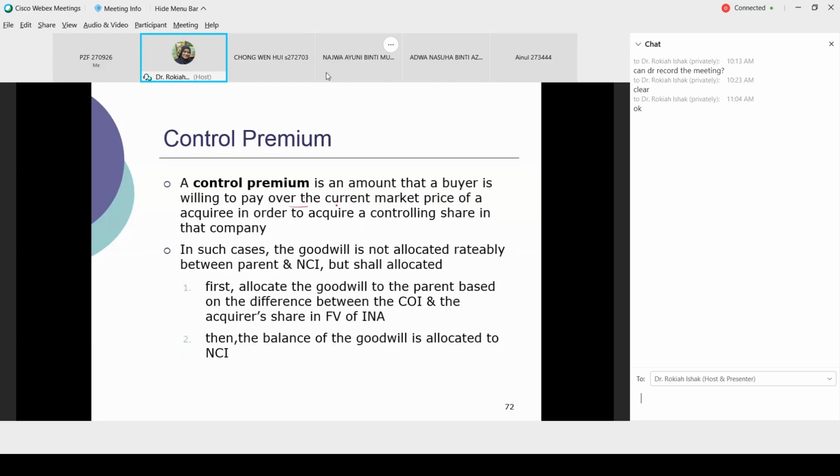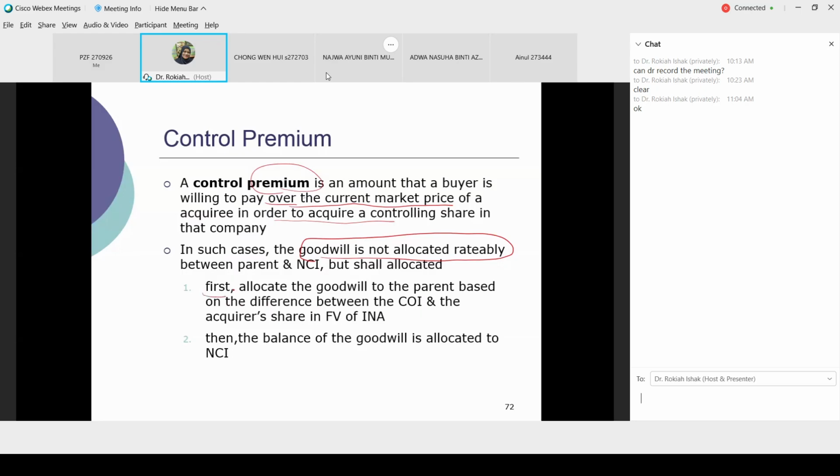Okay, you pay more than the current market price. Willing to pay more than the current market price of the acquiree in order to obtain control. In such a case, goodwill is not allocated based on the rate. You cannot allocate when there is a premium here. You cannot allocate the goodwill between parent and NCI based on the rate, but it shall be allocated differently.